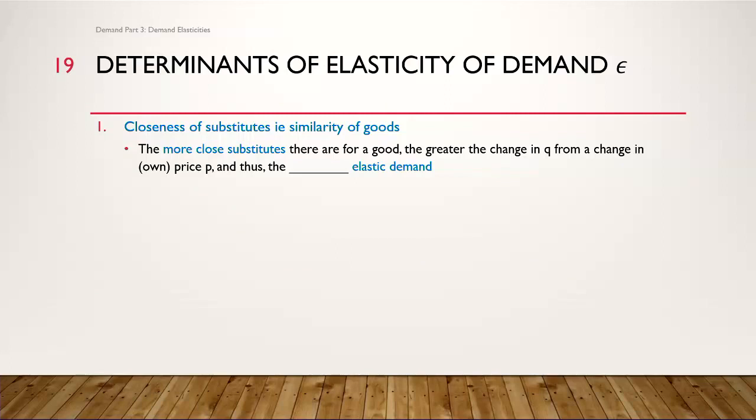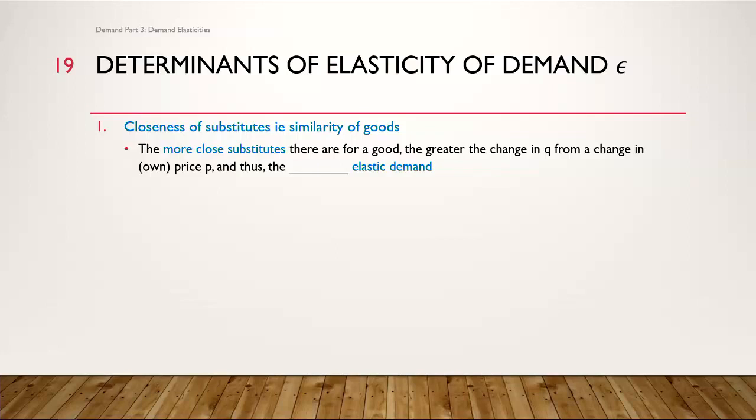All right, the last point I want to make here is the determinants of the elasticity of demand. Now, what determines how elastic demand is? Well, one of the most important determinants is the number of close substitutes. If you have perfect substitutes, the goods are identical. If they're close substitutes, they're not identical, but they're very similar.